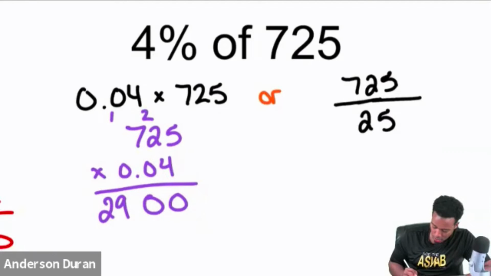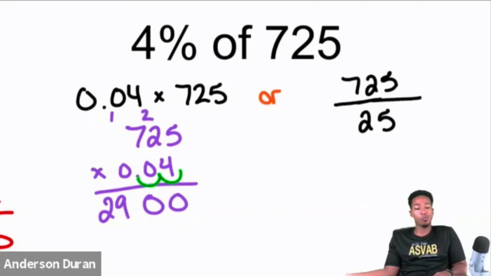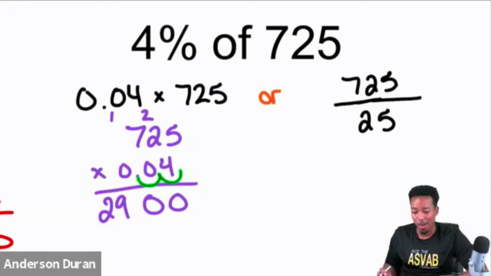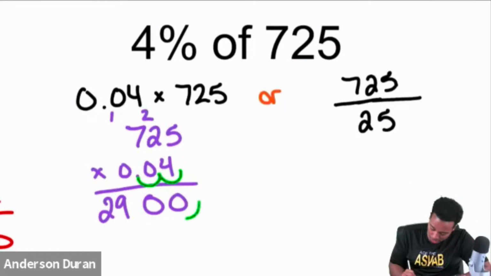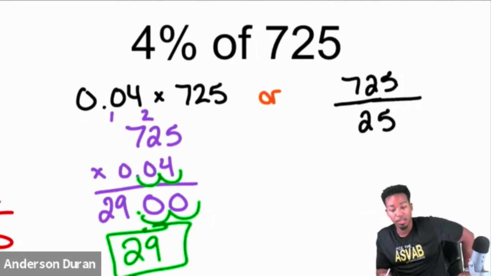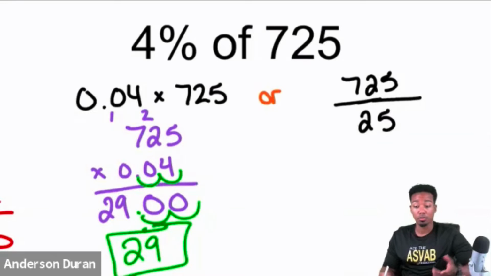So because we moved that decimal place twice for that 0.04, what will we do now? Because we moved that decimal place over, now we got to move it back. That is right. So once, twice, making our answer 29. Right there. And so boom, we got 29.